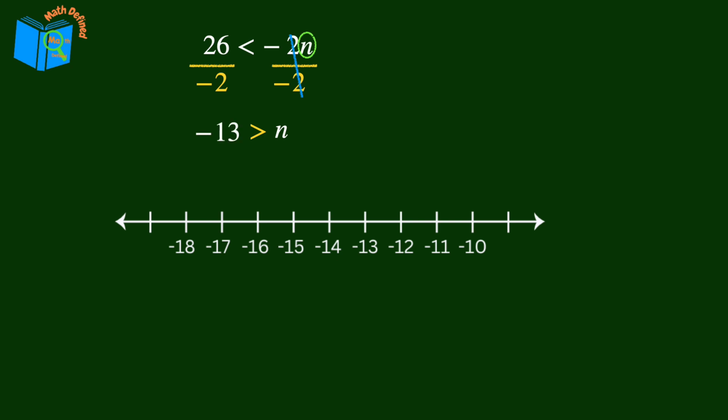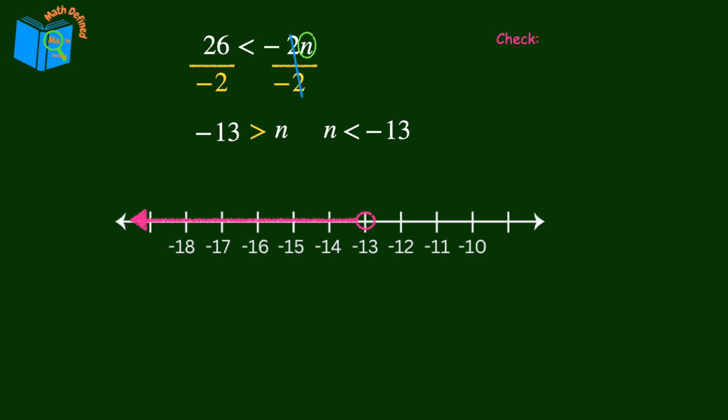Before we graph the solution, let's rewrite this inequality so that the variable is on the left side instead of the right. Remember to flip the inequality sign when you flip the variable to the other side. Both of these inequalities say the same thing. N is less than negative 13. We'll place an open circle at negative 13 and then draw an arrow shading values less than negative 13.